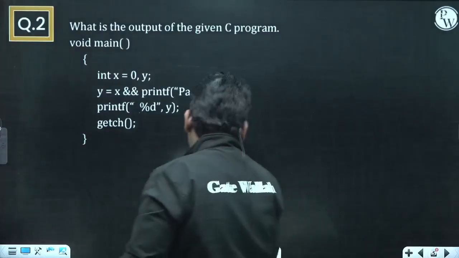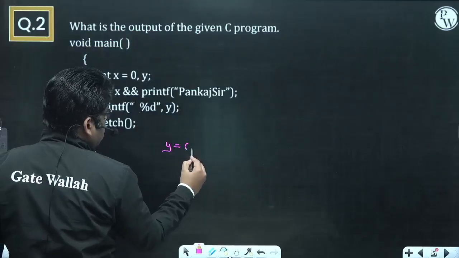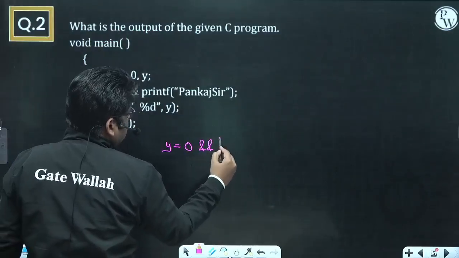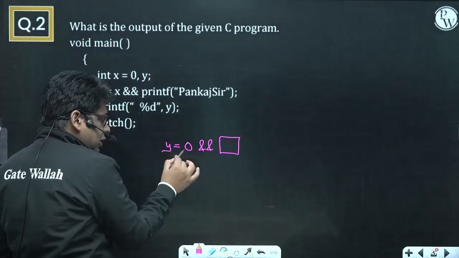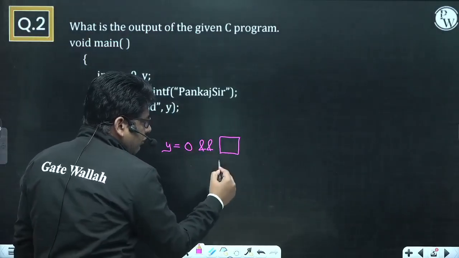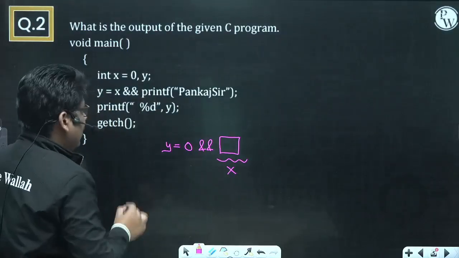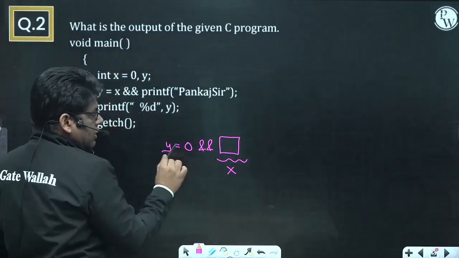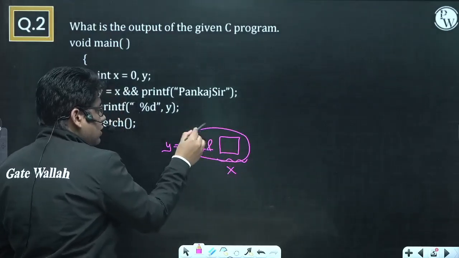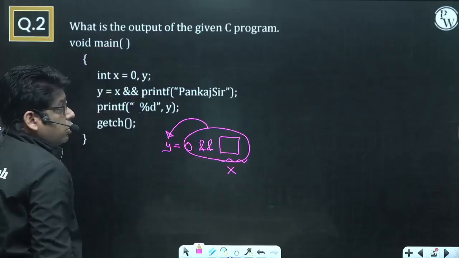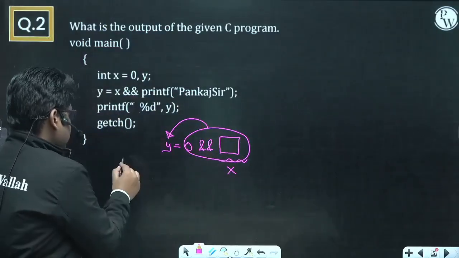Sir, what is x? X is 0. So y becomes 0 ANDing with something. We know that when the first operand is 0, we need not evaluate the second operand. The second operand would not be evaluated. That is why this printf will not work. And what is the result of 0 and something? The result of 0 and something is always 0. That is why the value that goes inside y is 0. So this Pankaj sir will not be printed, and that's why the result is 0.